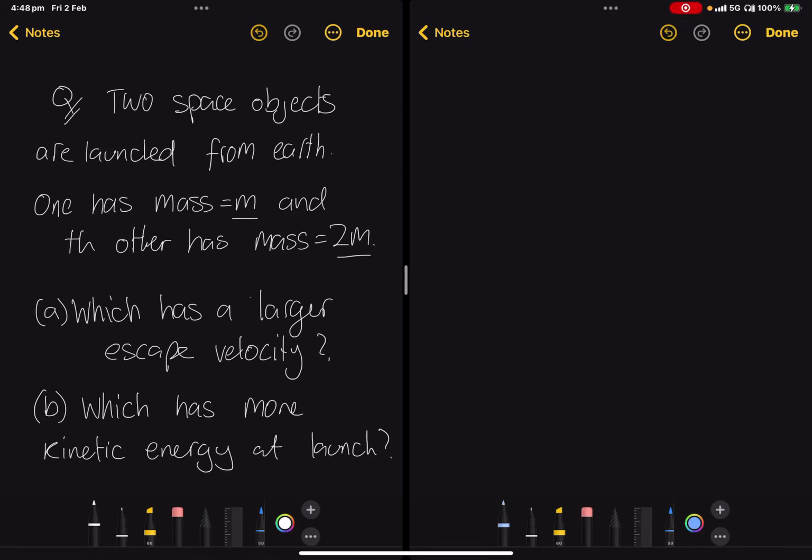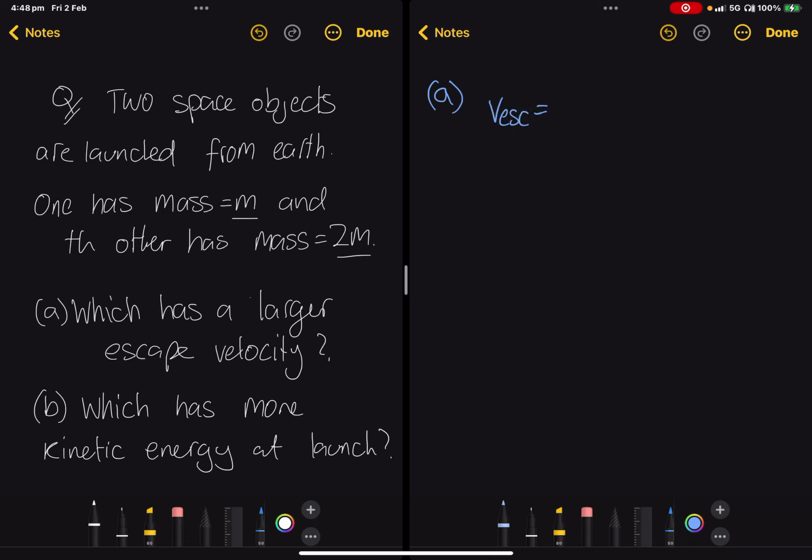Okay, so we're going to have a look at another question from the topic of advanced mechanics. We're told two space objects are launched from Earth. One has mass m and the other has mass 2m. We're asked which has a larger escape velocity. Alright, so when we have a look at part A, we need our escape velocity formula.